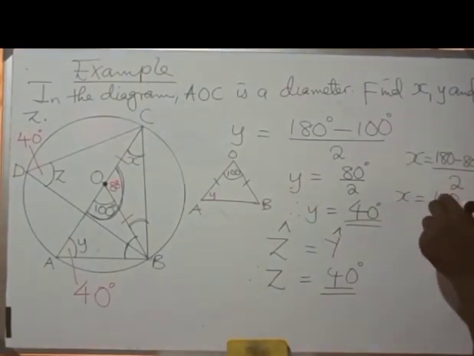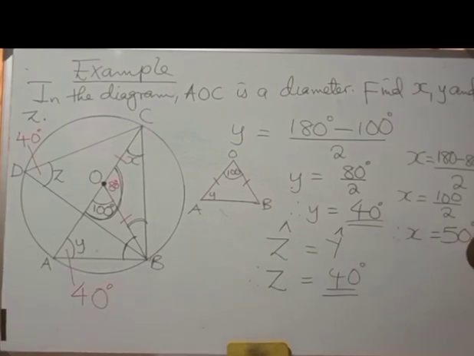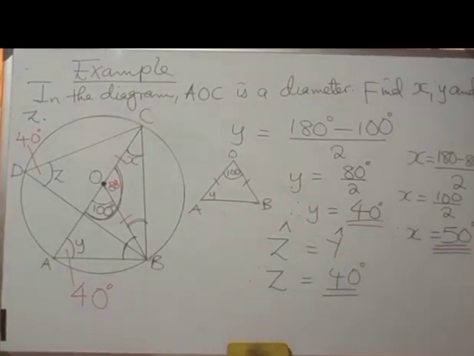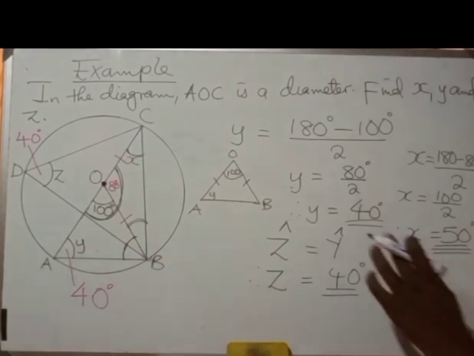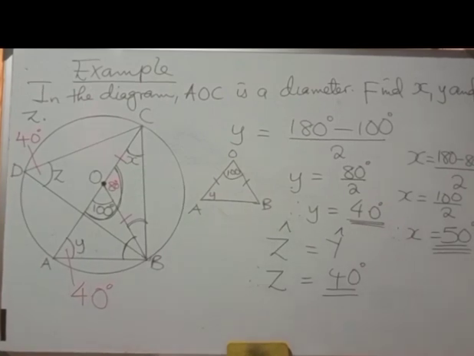So I'm going to have 100 divided by 2. And therefore, my value of X will be 50. Because 100 divided by 2, the answer is 50. So 50 is the answer, and that is what we have.